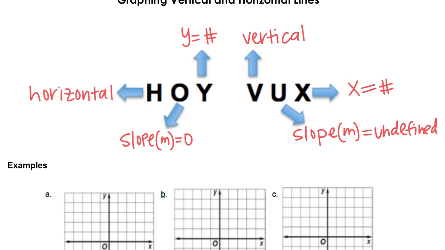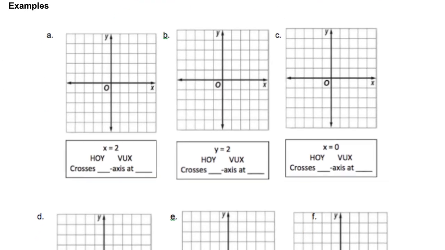So if you're not sure, horizontal lines are lines that are straight across, and vertical lines are straight up and down. If you need to make yourself a note, do so. So let's try some examples down below. Let's look at the first one.